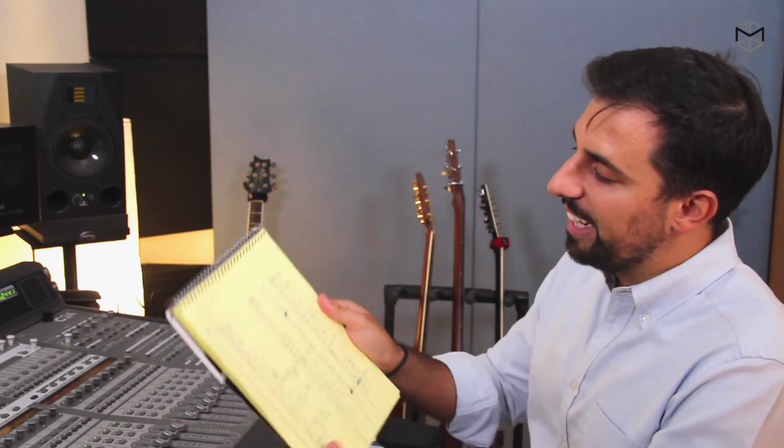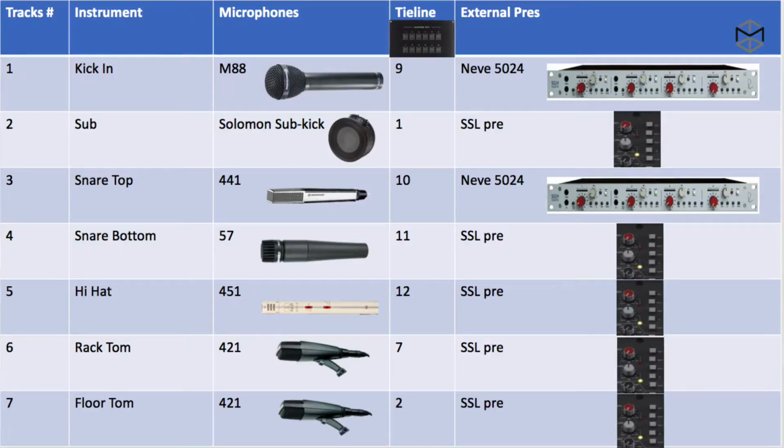So for our kick in, we have used a Neve 5024. The sub kick goes straight into our SSL. For the snare top, we use the second channel of the Neve 5024. For the snare bottom, we're going into the SSL. Hi-hat feeds the SSL, and so do the tom and the floor tom.